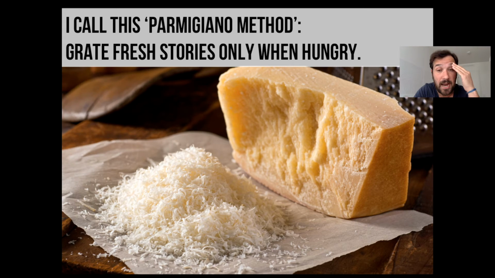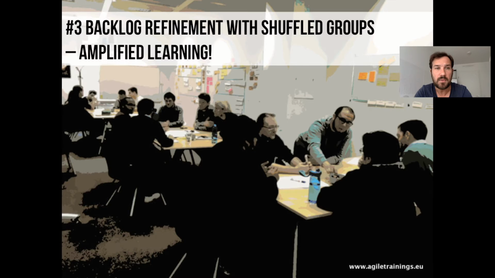In fact, it's so good that I call it the Parmigiano method. Il metodo di Parmigiano. Yeah. If you have a cool, fresh piece of Parmigiano in your fridge, you will not grate it all. You won't do it. You cook a little piece of spaghetti or something, right? And then you will grate a little bit of Parmigiano, so it's fresh and smelly. And maybe tomorrow you have another piece of spaghetti. Then you'll do a little bit of grating again, like just-in-time backlog refinement in a way, right?